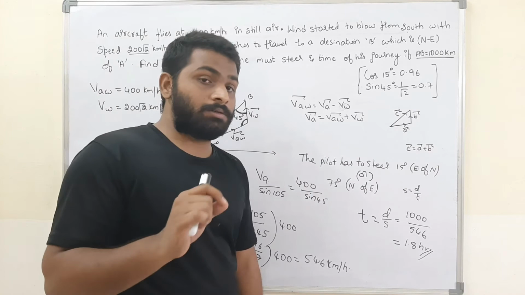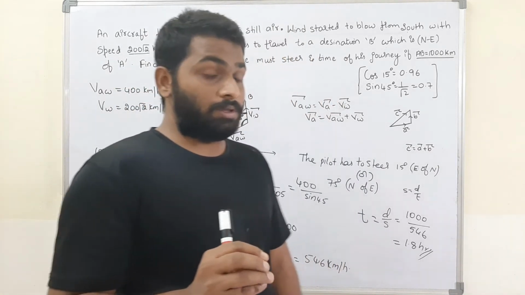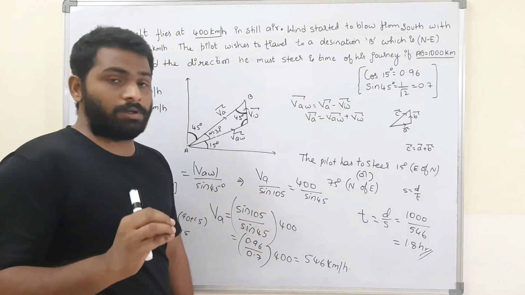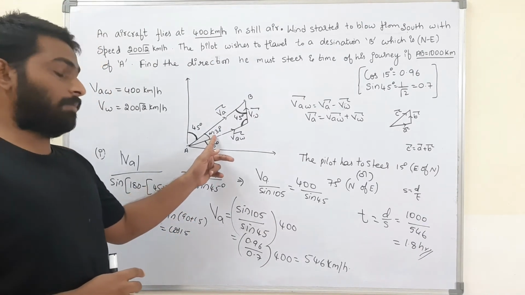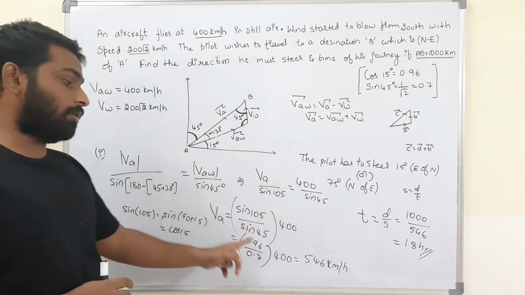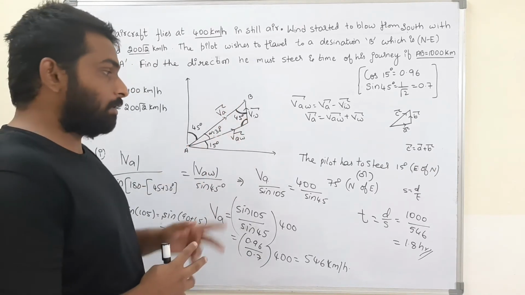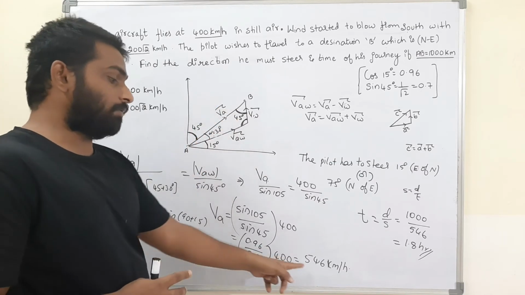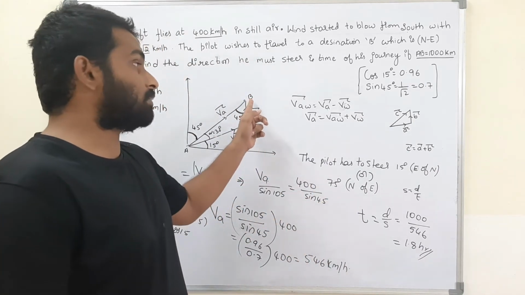Very complicated, right? It's not at all for NEET students. Even for JEE students, it is only for those preparing for Advanced. First of all, I got the direction alpha by using the sine rule. After finding alpha, I got VA, which by the same sine rule is 546. Now the time taken is distance by speed. Distance is 1000, speed is 546, which is nothing but 1.8 hours. That means the aircraft will take 1.8 hours to reach destination B.